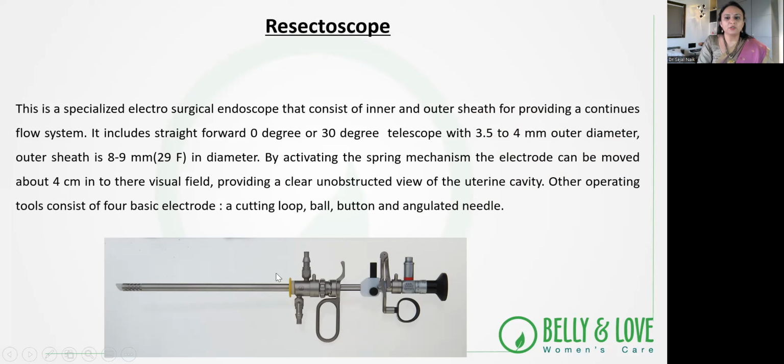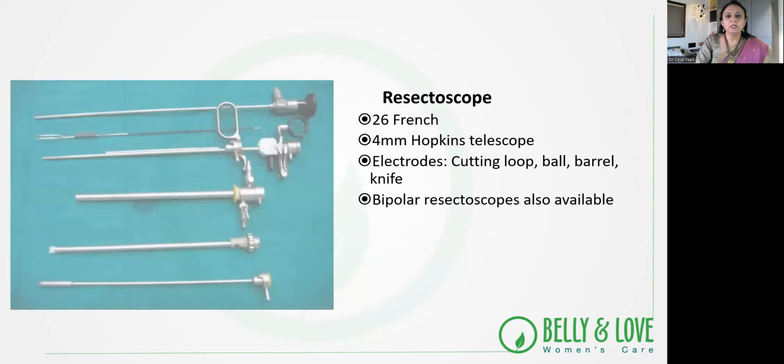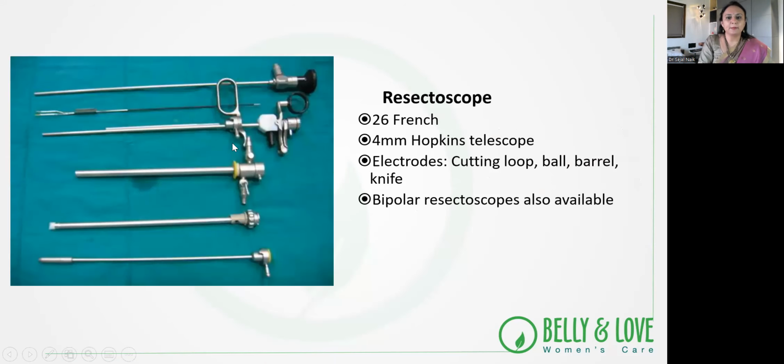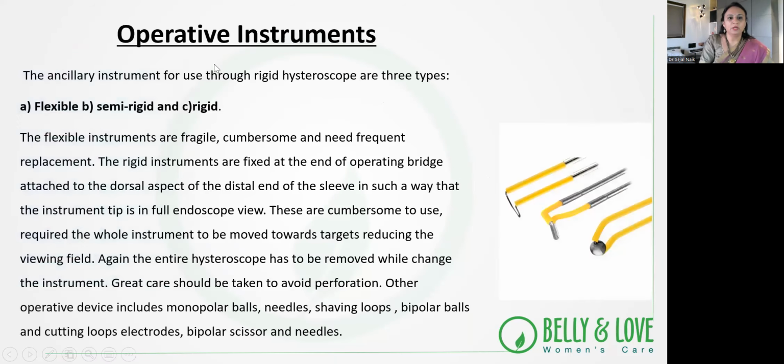And these are actually the cases where we need to use electrodes and electric energy, where we can't simply cut like a polyp with scissors. So the resectoscope complete assembly will be 26 French to 29 French with a 4 mm Hopkins telescope. The electrodes can be a cutting loop, barrel or knife, Collins knife are available, or bipolar resectoscopes are also now available.